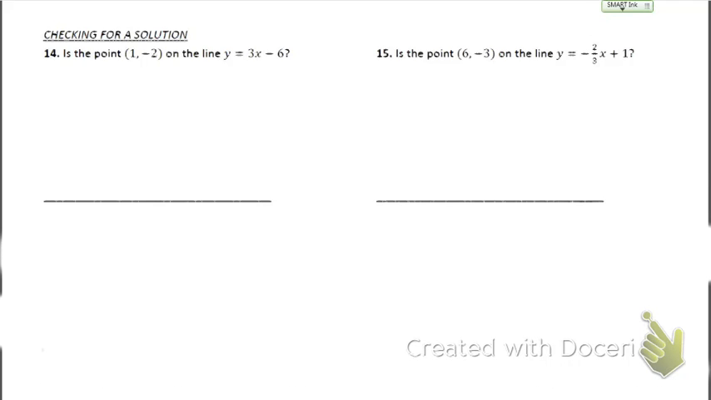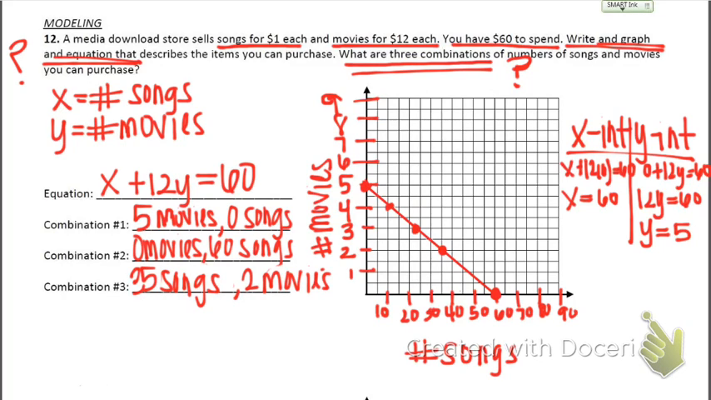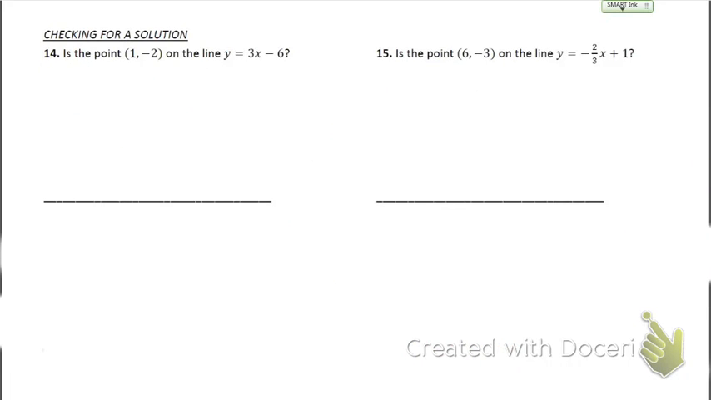So checking that a point is a solution to the graph. On the previous example, a point is a solution to the graph if it lies on the line, right? Which means that I have to be able to plug in the x and y and get a true statement. So to check that a point is a solution, we plug in the x and we plug in the y and we look for a true statement. You can use that in the previous example to check that you got the right coordinates or the right combinations as well.